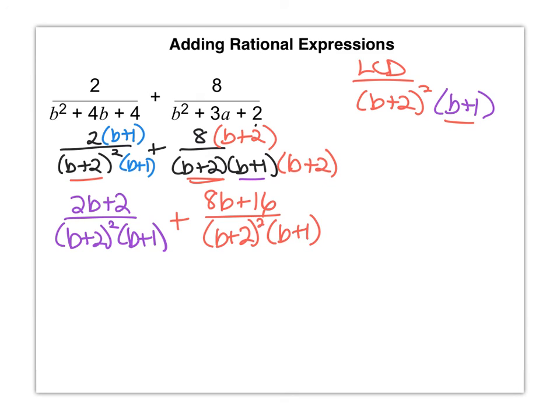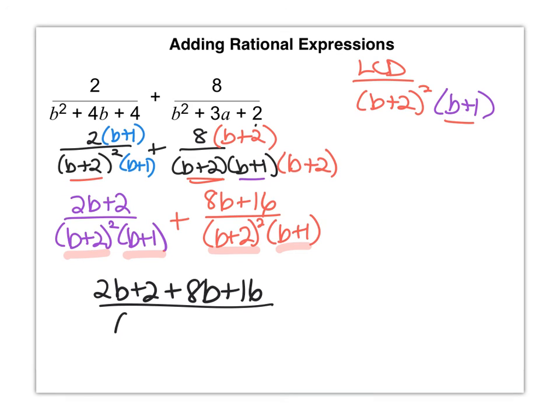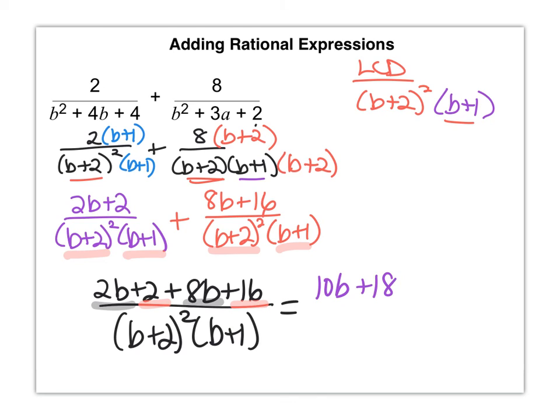Now that we have the like denominators, both denominators are the same, we can add the numerators together. So the numerators 2b plus 2 plus 8b plus 16 over that least common denominator of b plus 2 quantity squared times b plus 1. Now let's combine like terms in the numerator, the 2b and the 8b, and the 2 and the 16. We can combine those to get 10b in the numerator plus 18 all over b plus 2 quantity squared times b plus 1.